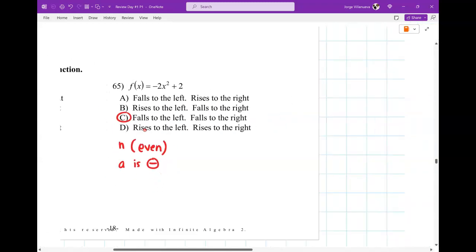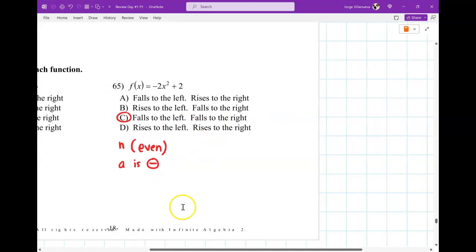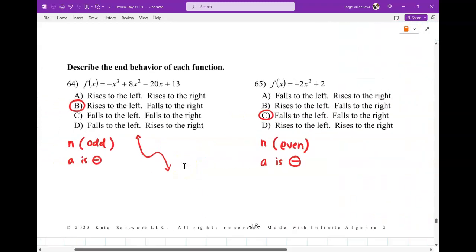We're 5 away from finishing the whole thing. I don't know if I can get to all of them, but we're getting close. 4 minutes.